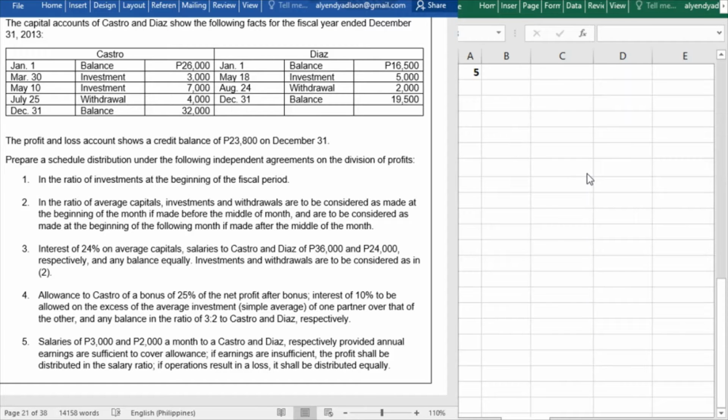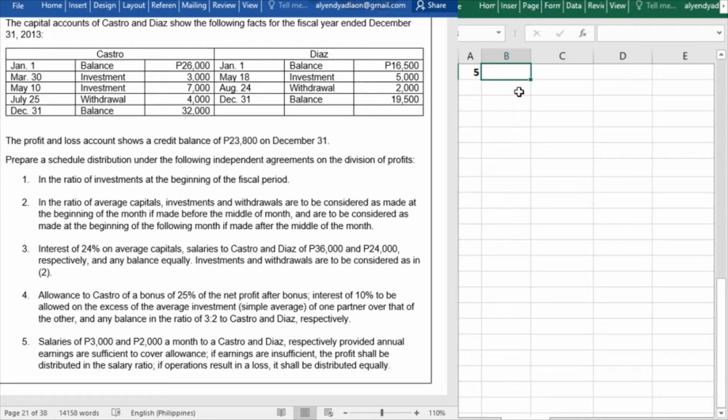But, however, if earnings are insufficient, then it shall be distributed according to the ratio of the salary, which is, as what you can see, the 3,000 and 2,000. And also, if operations result in a loss, it shall then be distributed equally.